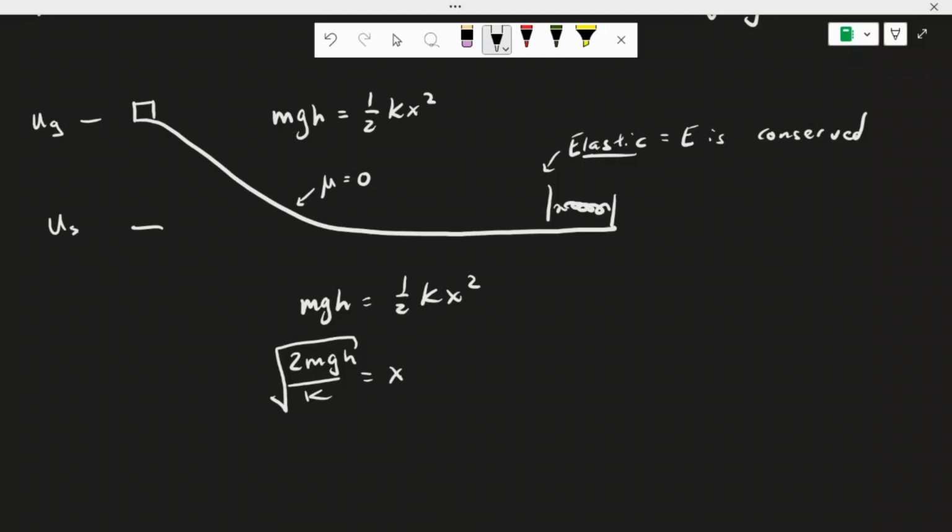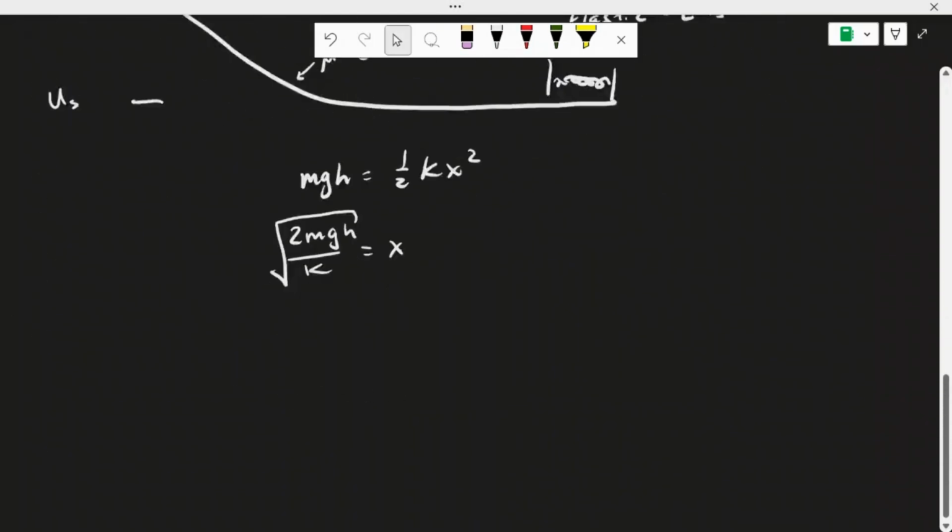This is a heck of a lot easier than figuring out all of these problems with forces, which is why we're using this to solve them, right? So now let's talk about energy loss.